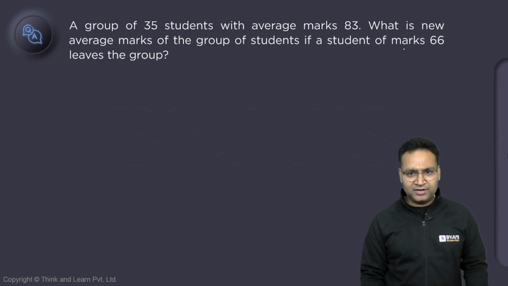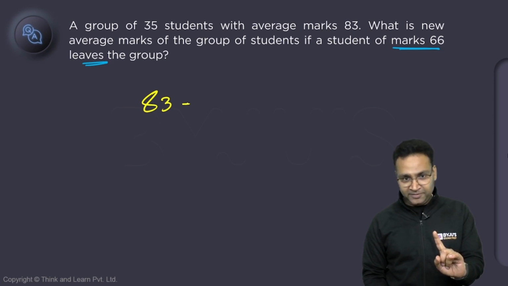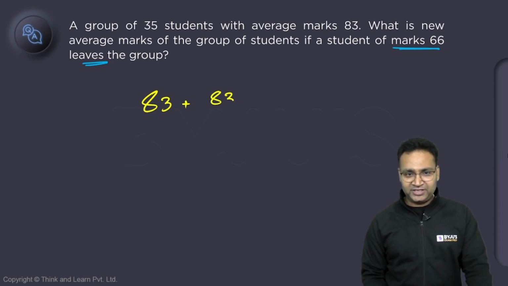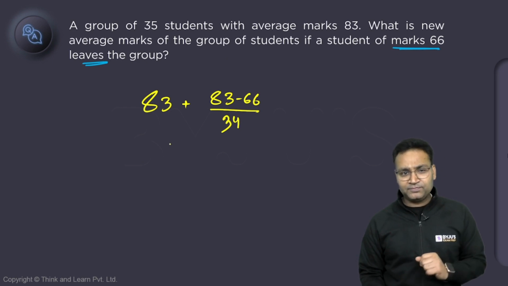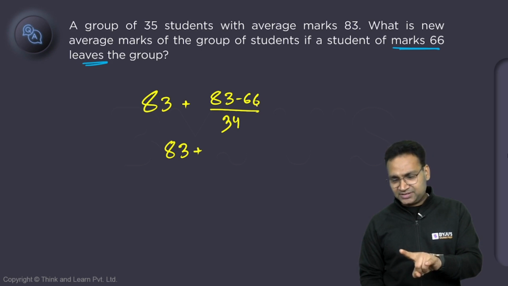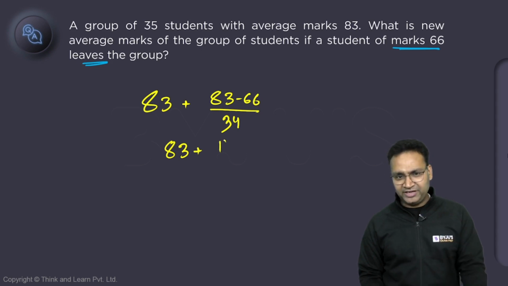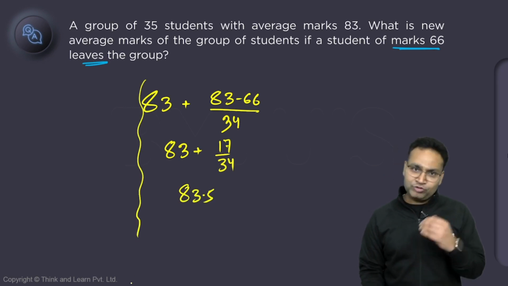Let's look at this another time. So this time a person with marks 66 is leaving the group. So basically what I have told you, initial average is 83. The person is leaving, so it is 83 minus 66. Divide by, what is the number of people in the group after he has left? 34. So it is 83 plus 17 by 34. So what is it? 83.5. One approach. Let's say you are not comfortable with this. You want to do the traditional one.